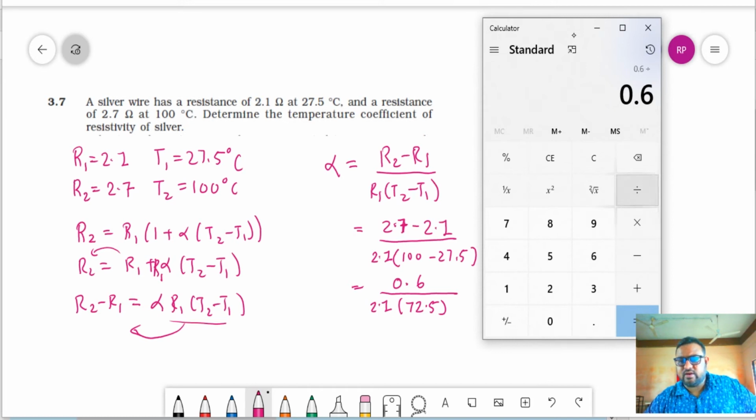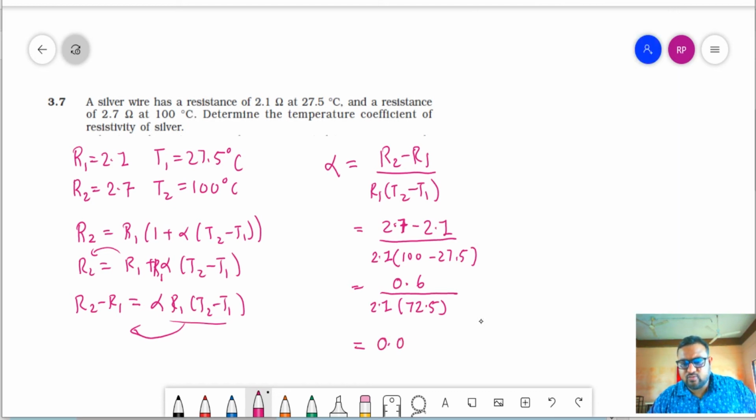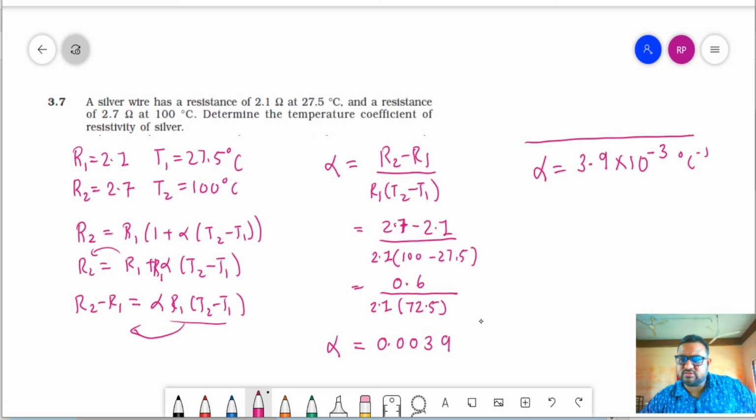0.6 divided by 2.1 divided by 72.5, this is equal to 0.0039, the value of alpha. So I can also write it down as 3.9 into 10 raised to minus 3 degrees Celsius inverse.